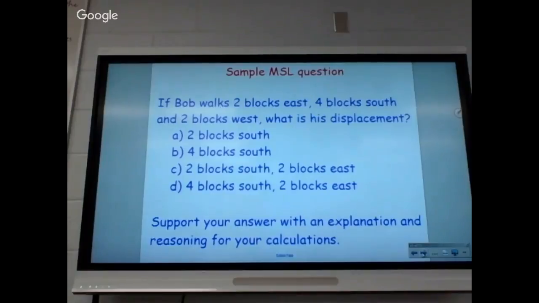All right. Let's say that I ask you this question on the test. Now, be quiet. Let's say that I ask you this on the test. If Bob walks 2 blocks east, 4 blocks south, and 2 blocks west.